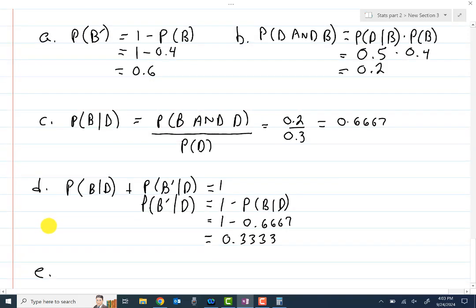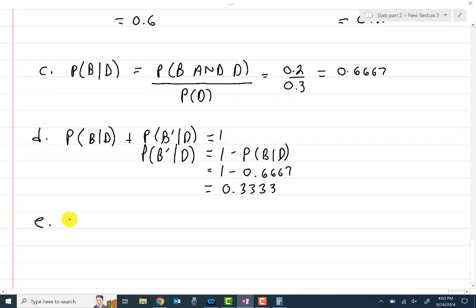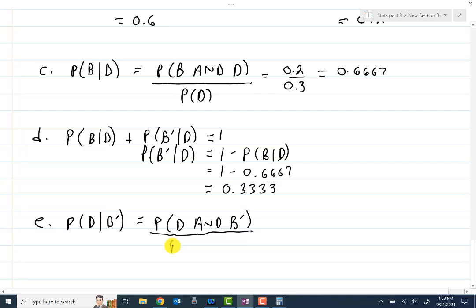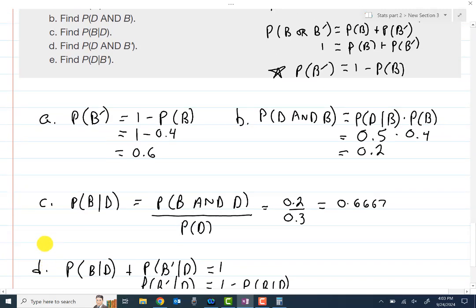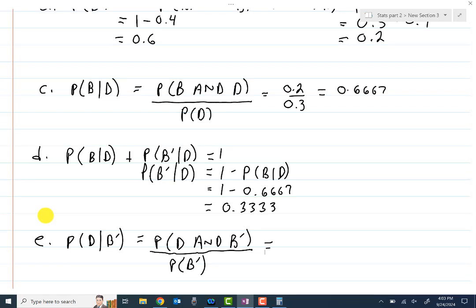Finally, E, we want to find D, the probability of D given B prime. So I'll write the formula for it and see if we've got all that I need. All right, let's see. Do I have D and B prime? That was D. Oh, I guess I never finished it. Let me go ahead and do it over here.